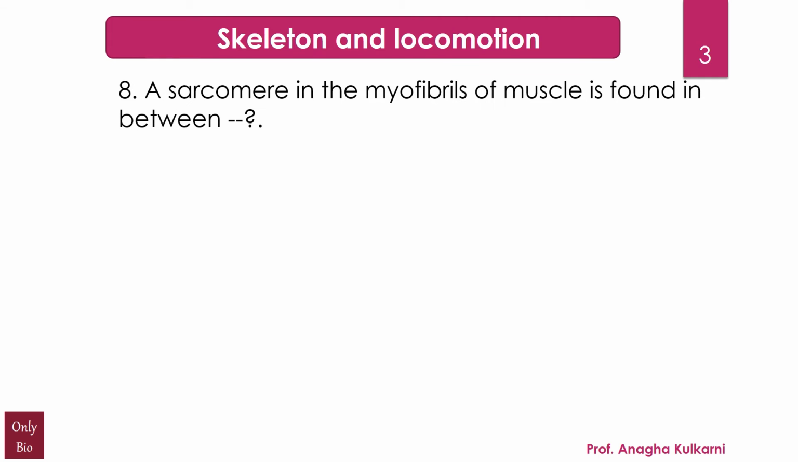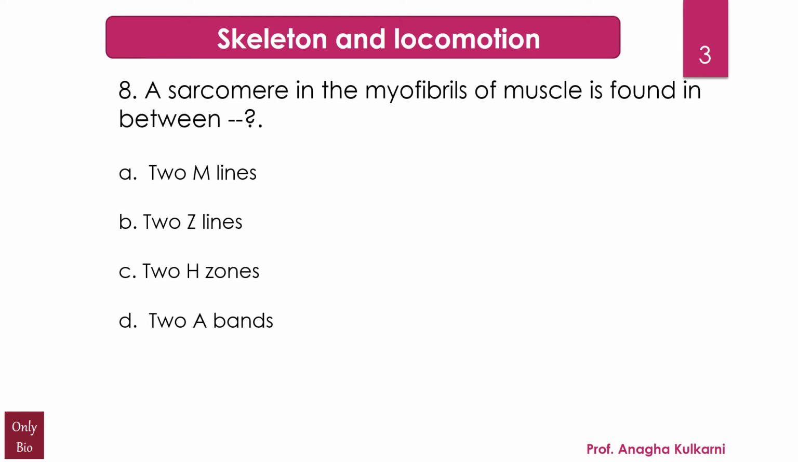Question number 8. A sarcomere in the myofibrils of muscles is found in between dash. A. 2 M lines. B. 2 Z lines. C. 2 H zones. D. 2 A bands. And the correct answer for this question is B. That is 2 Z lines. The distance between the 2 Z lines, the area, is called a sarcomere, which is said to be the structural and functional unit of the muscles.